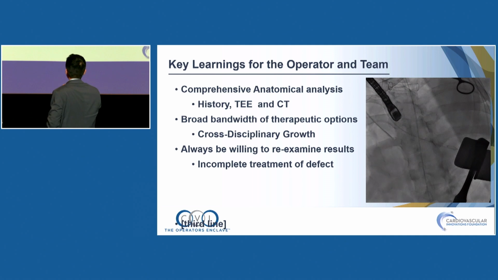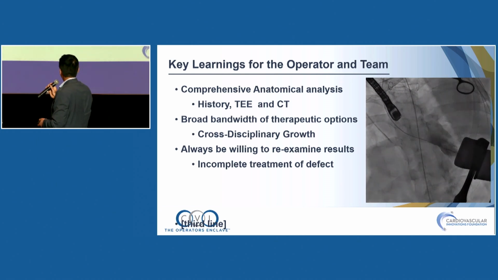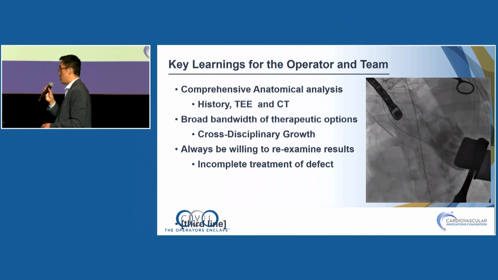So what we learned was, history and comprehensive anatomic analysis was very important. And you really have to have a broad bandwidth of therapeutic options. So, we learned a lot from our cardiac surgery colleagues, our IR colleagues, and our vascular surgery colleagues. I didn't know about those 60 millimeter coils when I finished training, and maybe they didn't exist, but it's like conferences, talking to your colleagues, seeing what they do, that's how you grow, and always be willing to re-examine what you've done and if you failed, because it's important to end up with success.